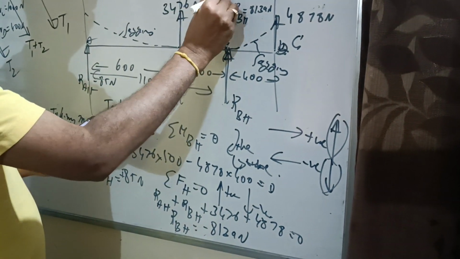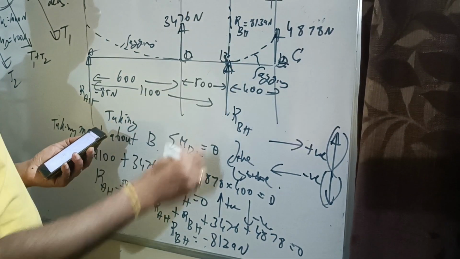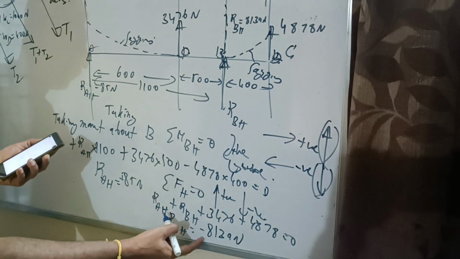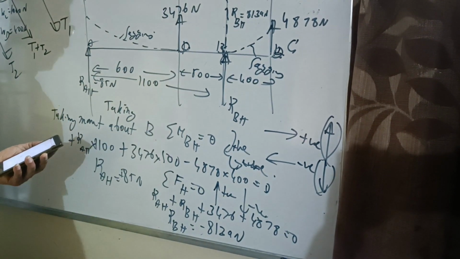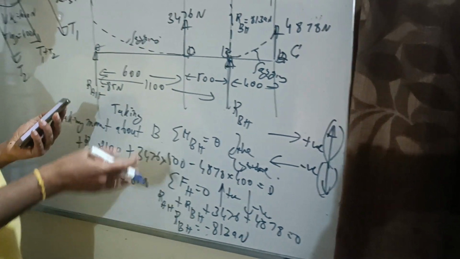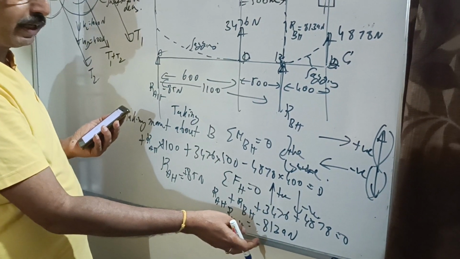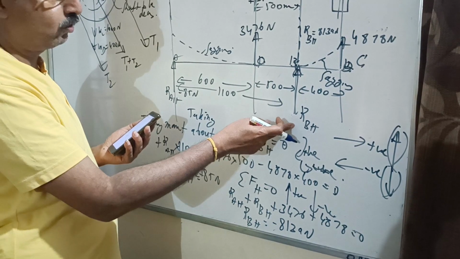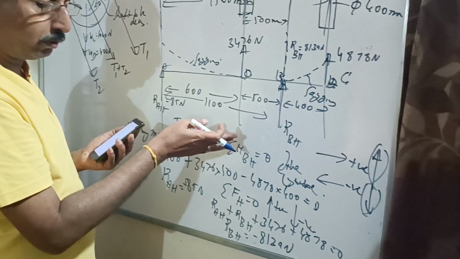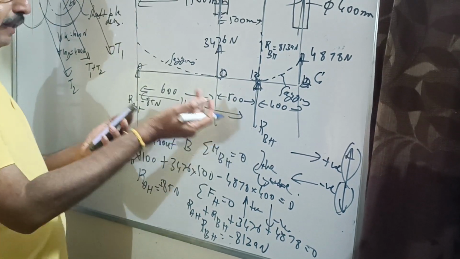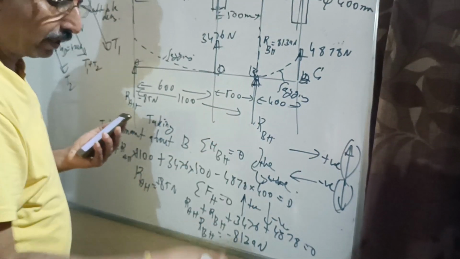So RBH, that's what I have shown in the dotted line here. Dotted line RBH, minus 8,139 Newton, is acting in the downward direction. I hope it is clear to all of you. So RAH is plus 85 Newton and RBH I am getting negative here. Initially I had assumed RBH towards my right, but actually it is not acting towards my right, it is acting towards my left. So that's why minus 8139 Newton.